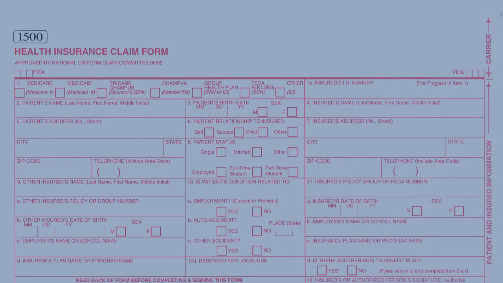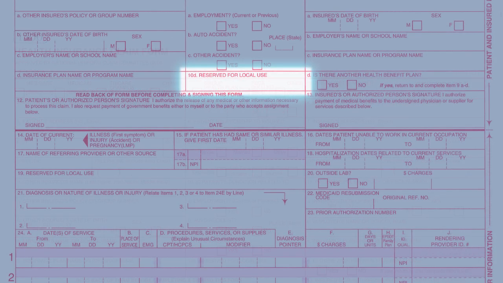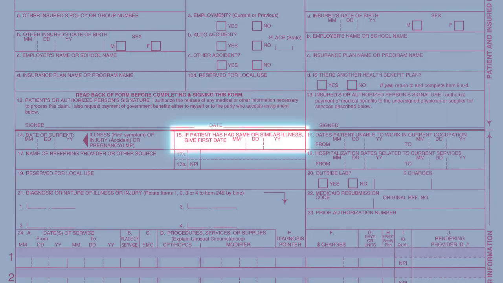Okay, let's take a look at the 1500 form. There are 33 fields on the form, of which 2 fields can always be left blank without worry, and that's field 10D, reserved for local use, and field 15, if patient has had same or similar illness, give first date.